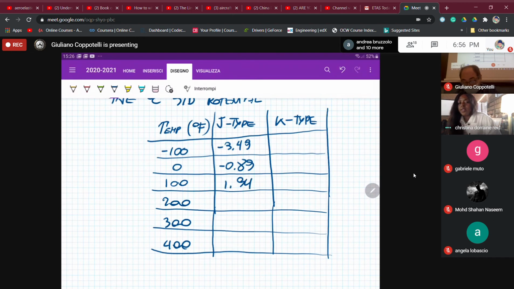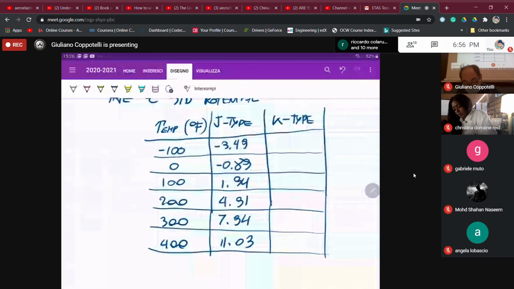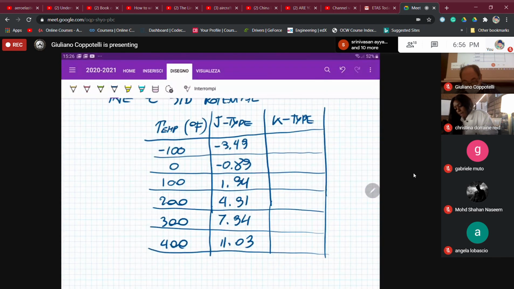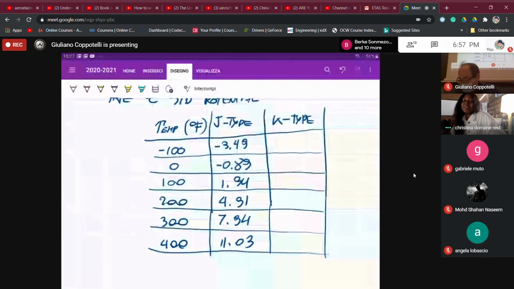1.94. Is there a reason why this table is in Fahrenheit? I can barely hear you. Is there a reason why this table is in Fahrenheit? Oh, no, just because I copied that one. Okay. 4.91, 7.94, 11.03. Or I can answer that in order to let you feel a little bit more at home. But of course, that is not the right answer. It works for me.